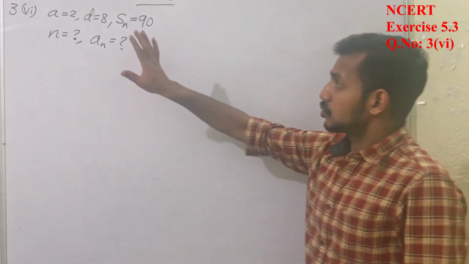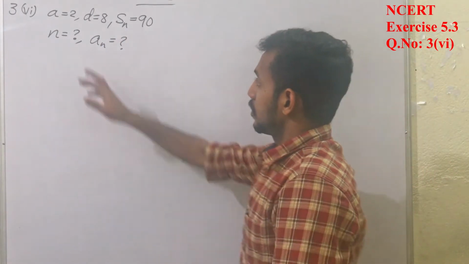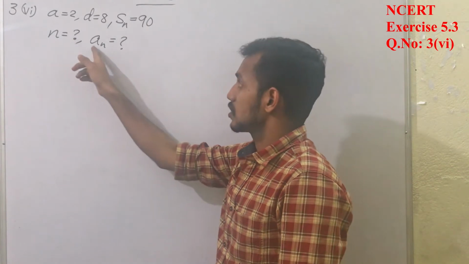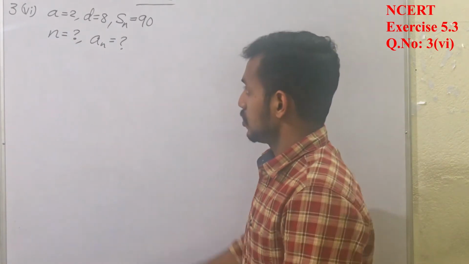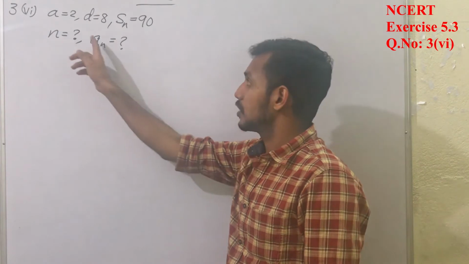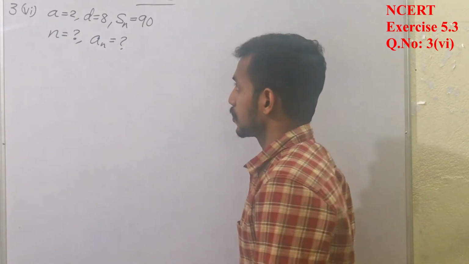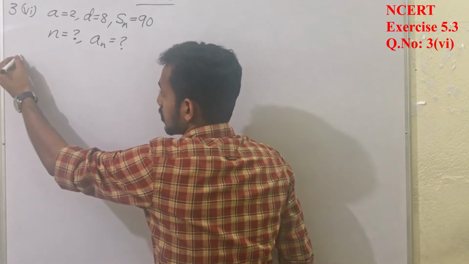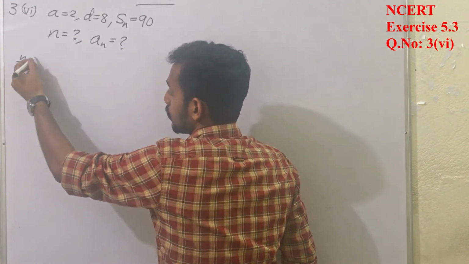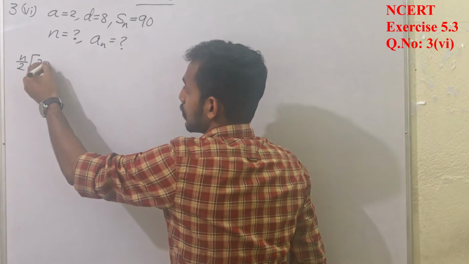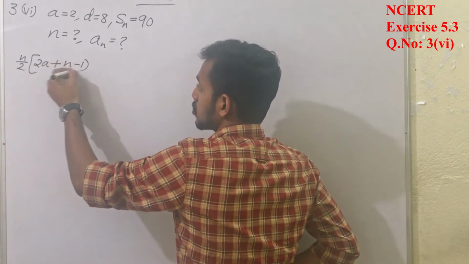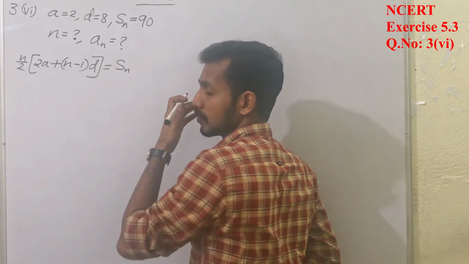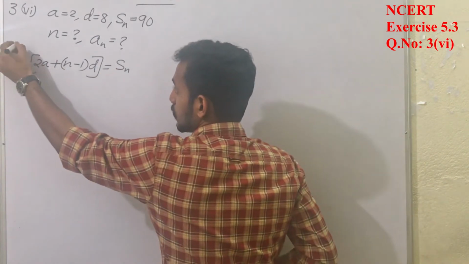Next, question number 3, option number 6. A is given, B is given, Sn is given. We have to find the n as well as we have to find the nth term. So first we need to get the value of n, then we can find the nth term. For that, just simply write the formula, that is n by 2 into 2a plus n minus 1 into d is equal to Sn. This is the formula we have.